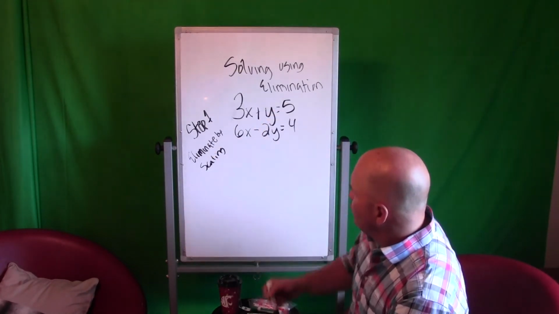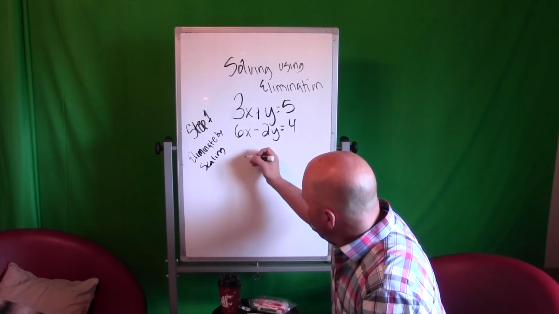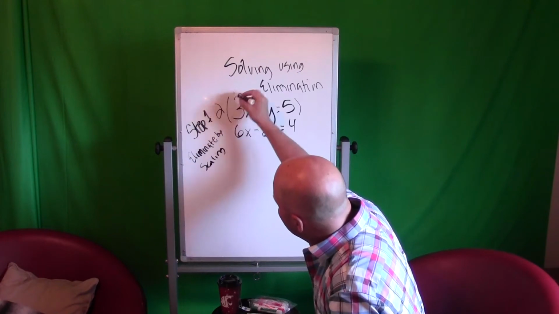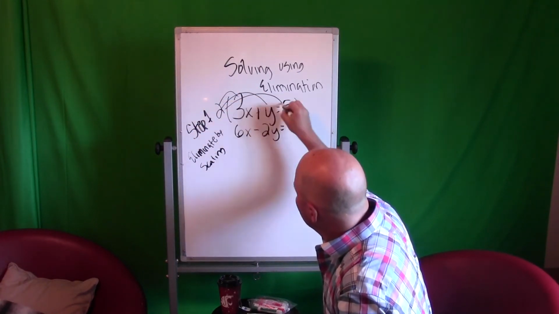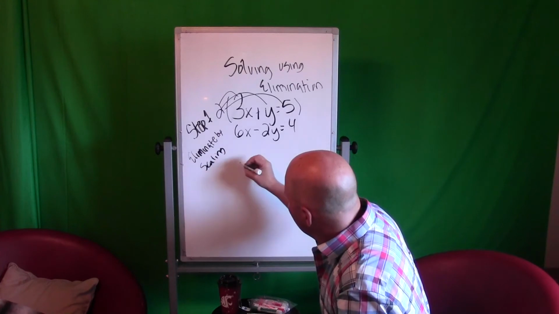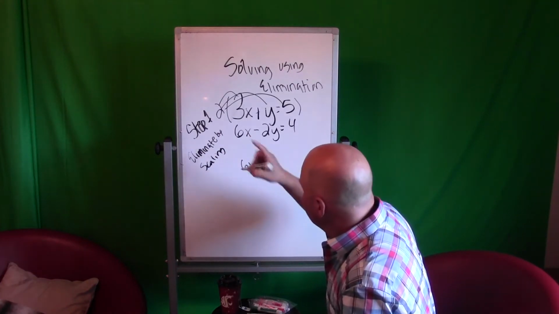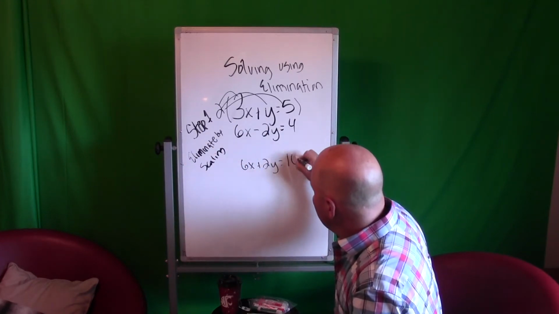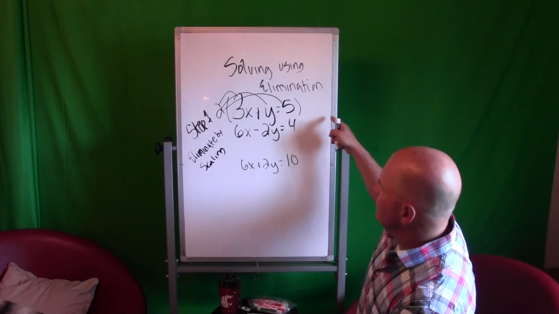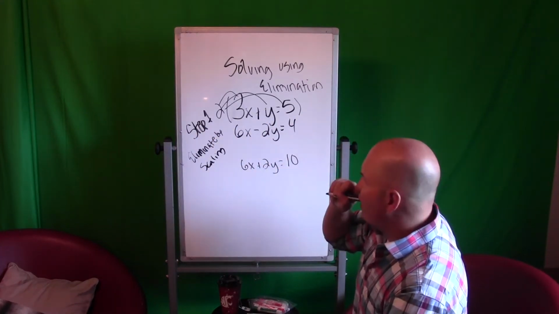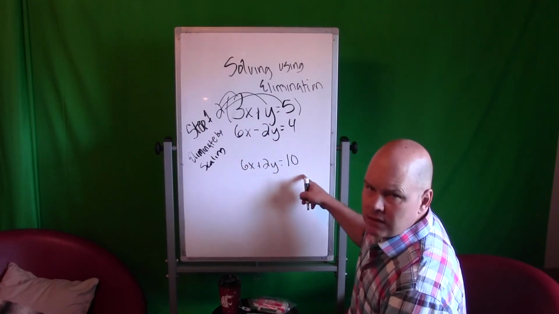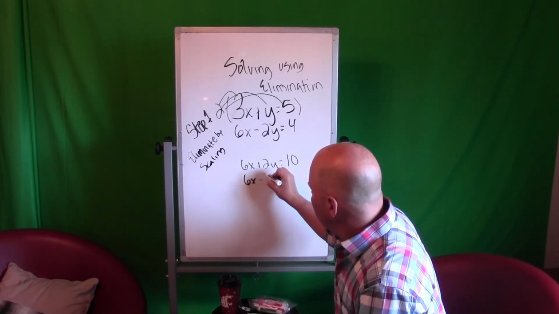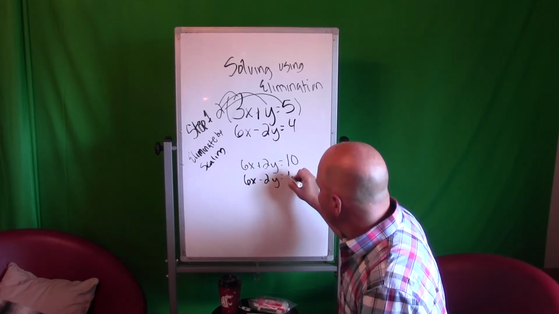So what I'm going to do is take this first equation and scale it by a factor of 2. Bring everything in here, and I'm left with 2 times 3x is 6x, 2 times y is 2y, and 2 times 5 is 10. So I just scaled my first equation by a factor of 2, which doesn't change it, and I'm going to bring back my other equation here.